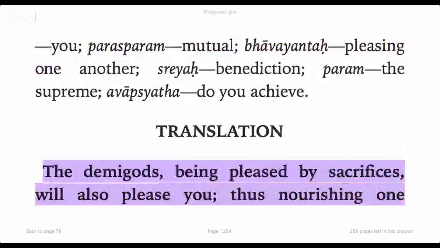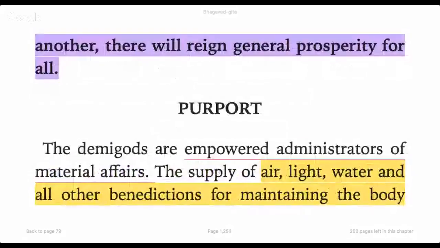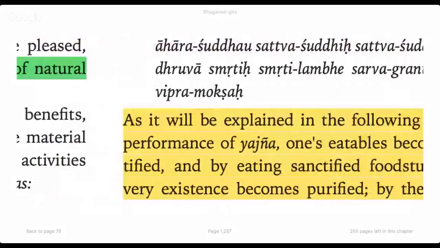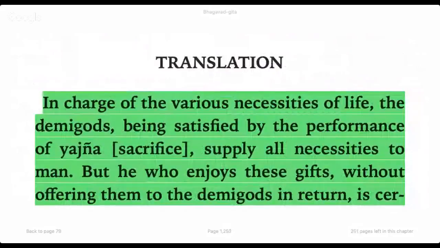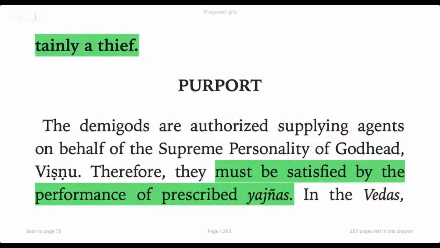So they will worship the demigods, also pleased with nourishing one another. Read. In chant. Various species of life, the demigods being satisfied by yagnas, supply all his needs. But he who enjoys these without offering them to the demigods is a thief. So he is learning that there is a higher authority.